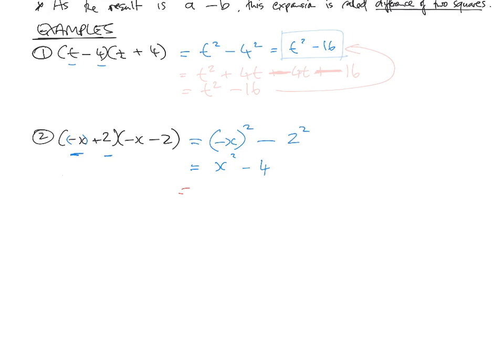Okay, so let's double check again. Use FOIL to expand this, and let's see if it's right. Negative x times negative x is going to be x squared. That's the firsts. Outers are negative 2 times negative x. That's going to be positive 2x. Inners, positive 2 times negative x is negative 2x. And 2 times negative 2 is going to be negative 4. Negative 2x and positive 2x cancel out, so x squared take 4.